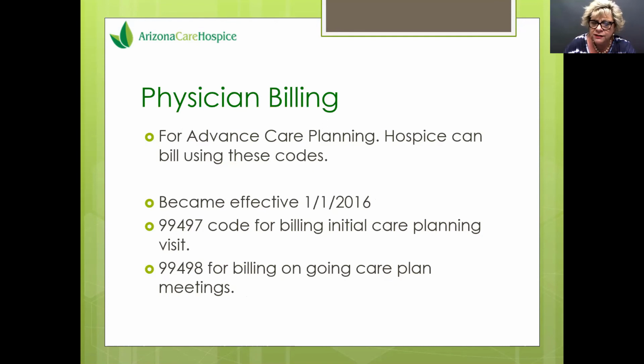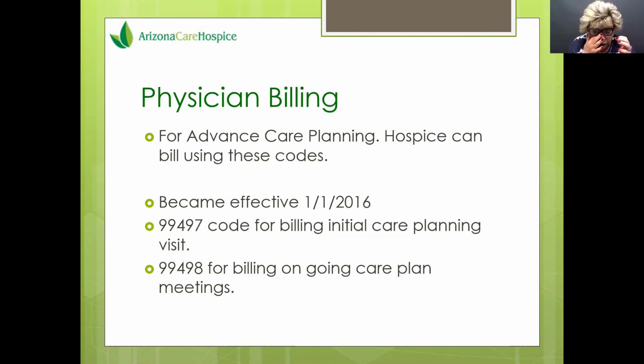So it became effective on 1/1/2016 that physicians could have discussions with their patients about advanced care planning, and they could actually bill for this. It's code 99497 for the initial planning, and then 99498 for ongoing billing about care planning after that. And that includes hospices.